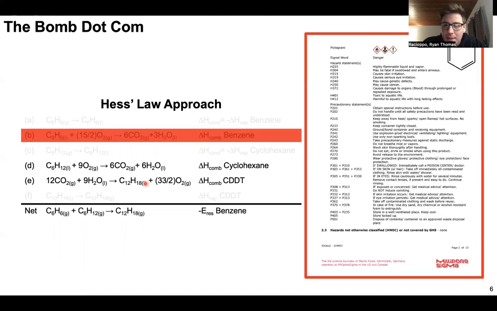Because benzene is actually a pretty nasty chemical, it says here that it's highly flammable and may be fatal if swallowed or if it enters the airways. That's really not up to my speed, especially in an undergraduate laboratory, maybe in a research lab. So in this experiment, we experimentally determined the enthalpies of combustion for cyclohexane and CDT.